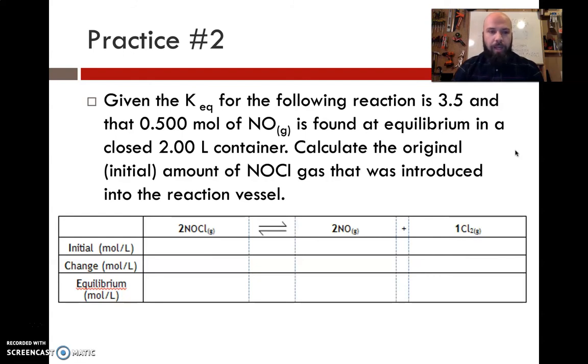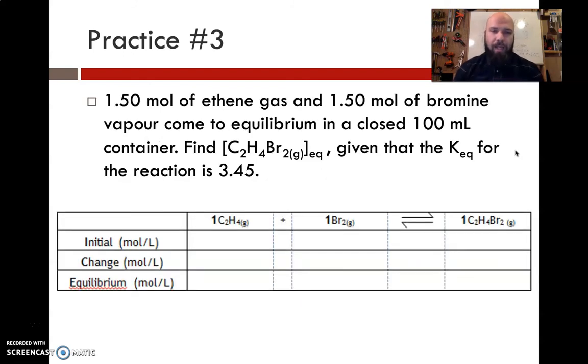Practice problem number 3 is 1.5 moles of ethene gas and 1.5 moles of bromine vapor will come to equilibrium in a closed 100 milliliter container. Find that equilibrium concentration of your product given that the KEQ for the reaction is 3.45. So here you are given both of the reactants' initial concentrations, and they want you to find that equilibrium concentration. You'll note here we actually have to use the quadratic formula. So if you get to a certain problem where you're trying to rearrange to solve for X, remember the quadratic formula is an option, and I'll take that up in the second video.